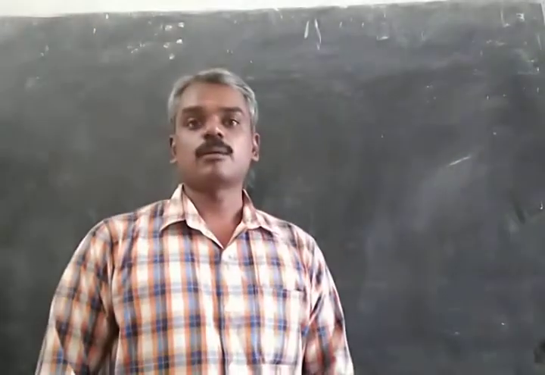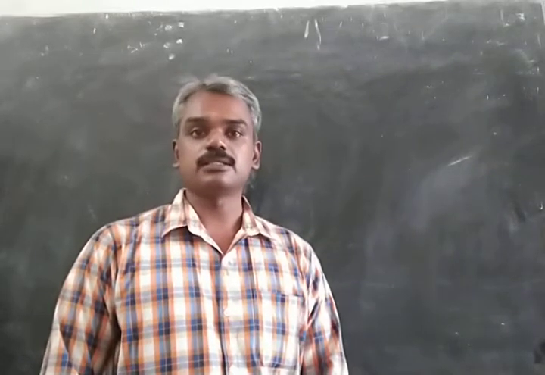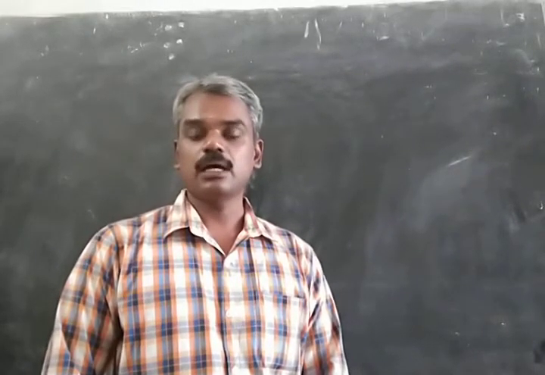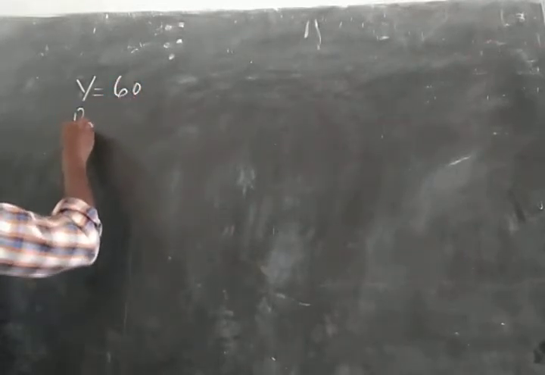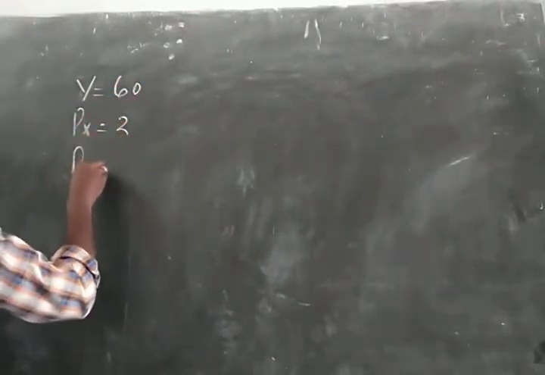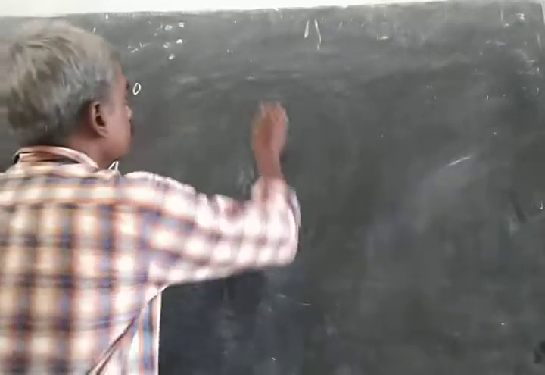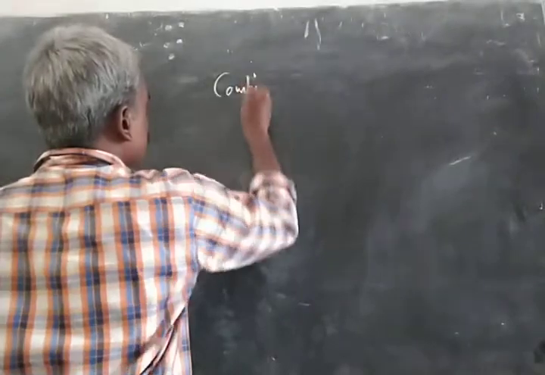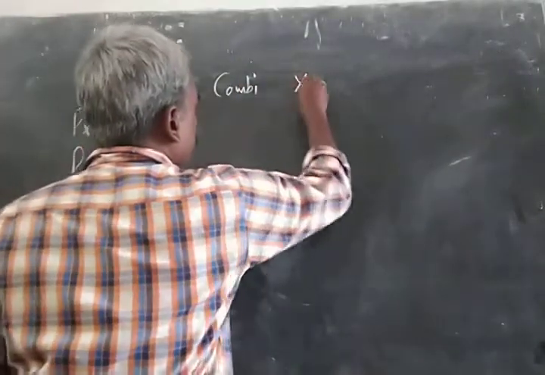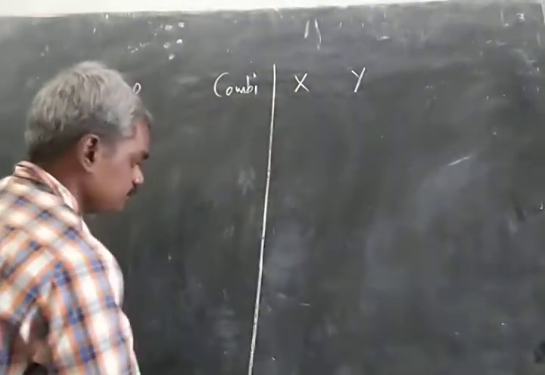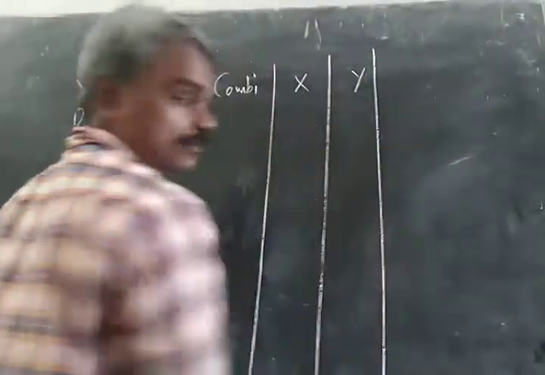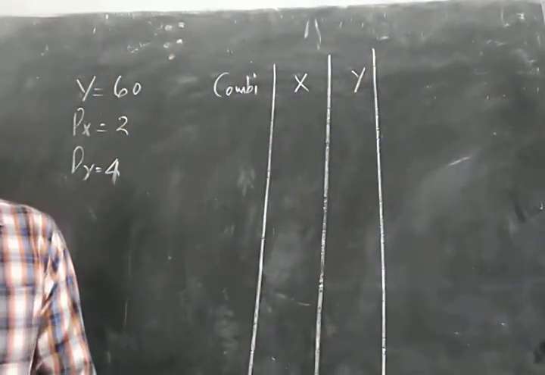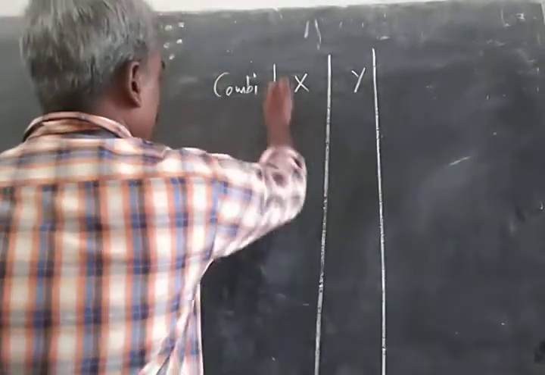Suppose there are two commodities, commodity X and Y. Total income of the consumer is 60. Price of X is 2 rupees and price of Y is 4 rupees. So here we have the conditions: income is 60, price of X is 2, price of Y is 4. Now we have different combinations: quantity of X and quantity of Y.